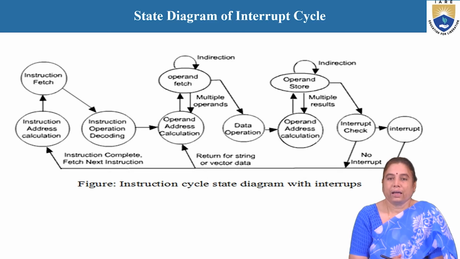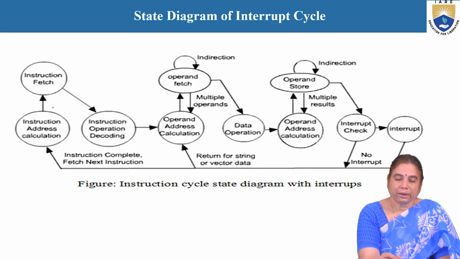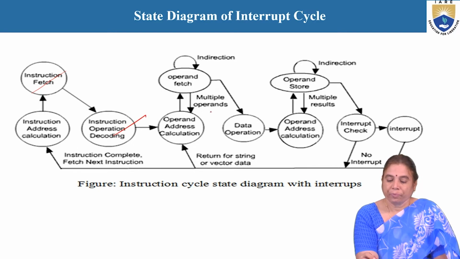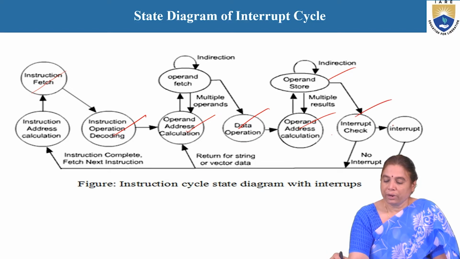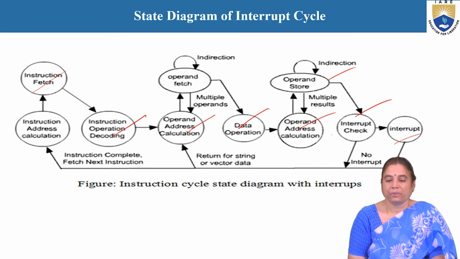So the state diagram of interrupt cycle is: instruction address calculation and fetch the instruction at that location, instruction decoding, operand address calculation, operand fetching, data operation, operand address calculation, operand store. So until this, the instruction cycle is completed. Interrupt check. If there is an interrupt, then go for the execution of the interrupt cycle.